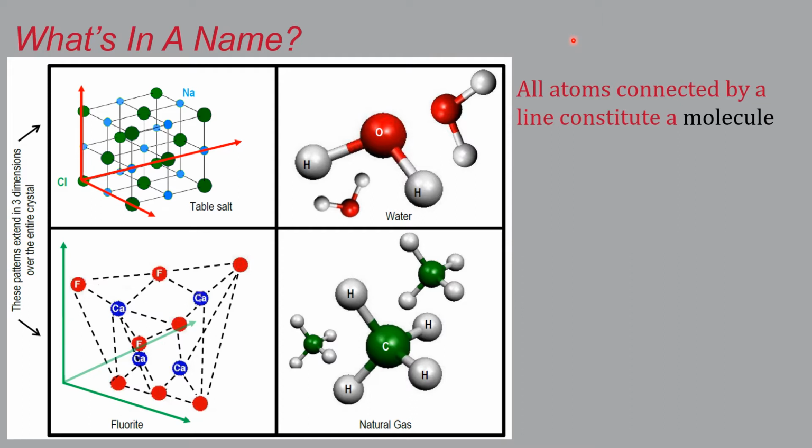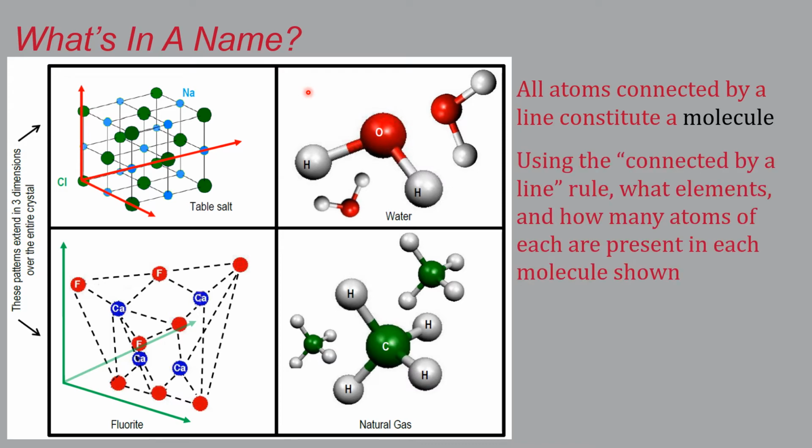So the molecule rule is anything that's connected by some sort of bonding interaction, which in these figures here is any kind of line. So it can be these cylinders, these straight lines, or these dotted lines. You see all versions of them. All right, so the entire group of atoms connected by a set of lines constitutes a molecule. So what I'd like you to do is, using this connected-by-a-line rule, find some way to tell me what elements and how many atoms of each are present in each of the molecules that we've got here.